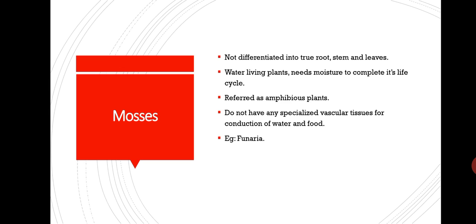What is the meaning of amphibians? Amphibians live both in water and on land. In such a way, though these plants live in water, they absorb moisture from outside. Also, these plants do not have any vascular tissues. Vascular tissues are used for the conduction of water and food, that is, for transferring. What the root absorbs can be transferred to other parts of the body by vascular tissues. But there are no vascular tissues in mosses. An example is Funaria.